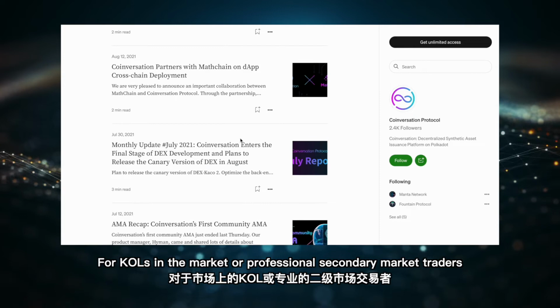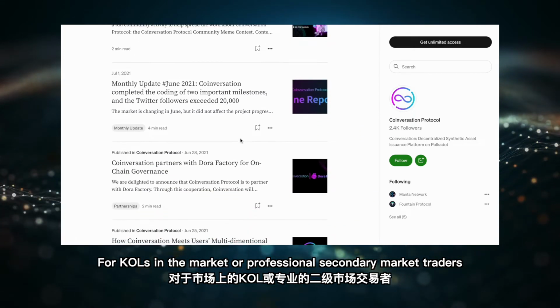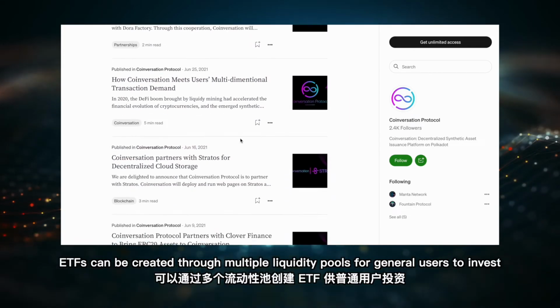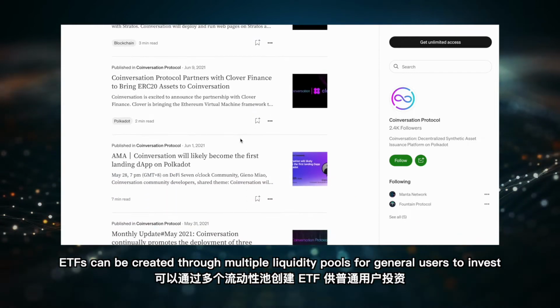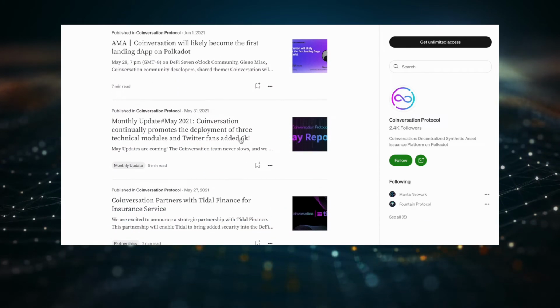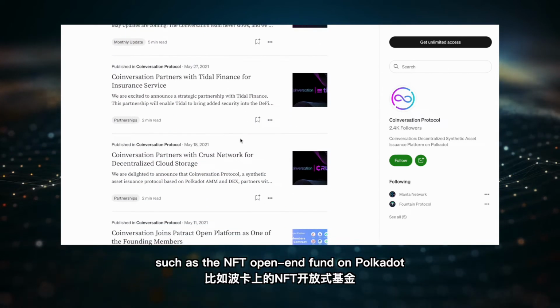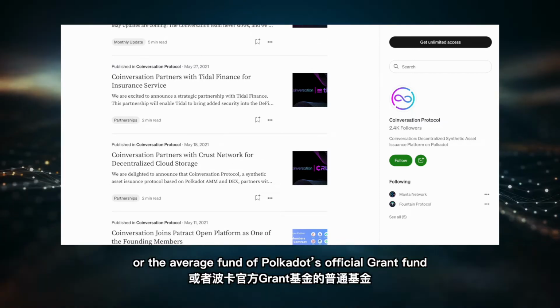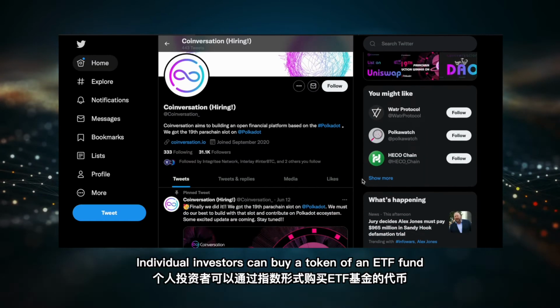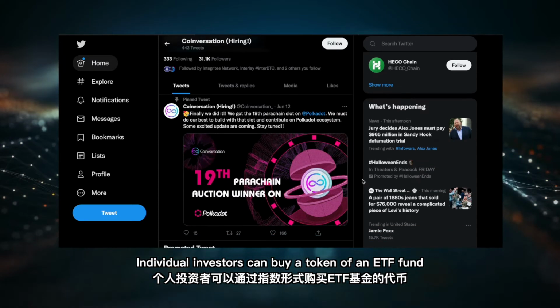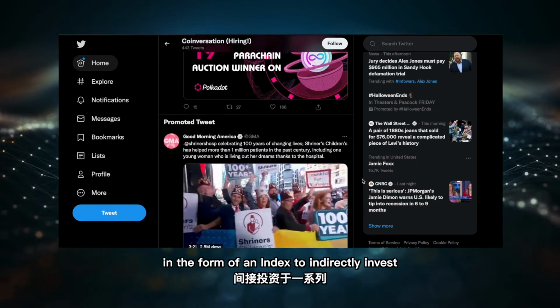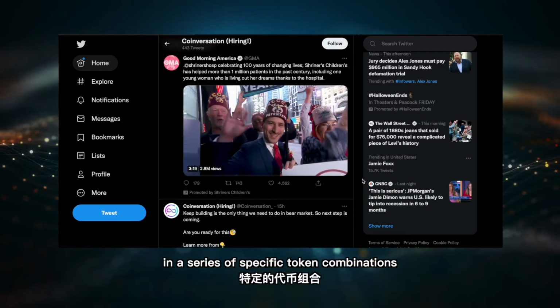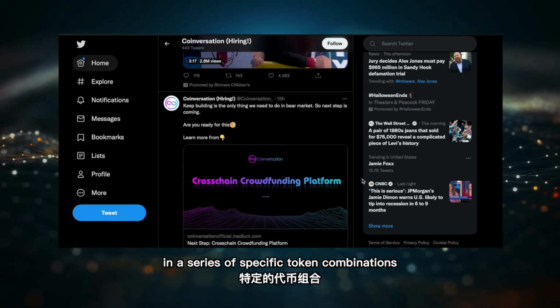For call in the market or professional secondary market traders, ETFs can be created through multiple liquidity pools for general users to invest, such as the NFT open-end fund on Polkadot, or the average fund of Polkadot, as official grant fund. Individual investors can buy a token of an ETF fund in the form of an index to indirectly invest in a series of specific token combinations.